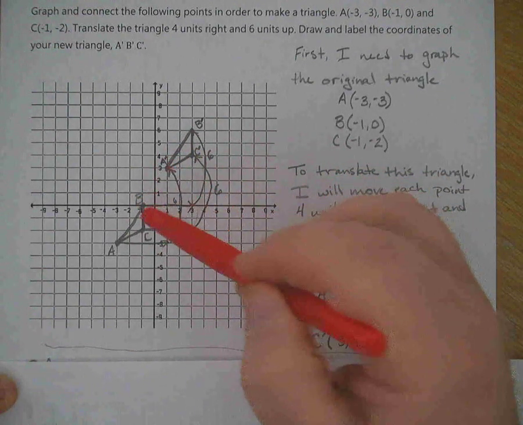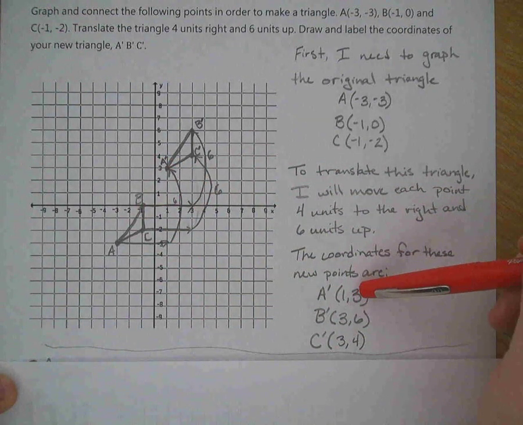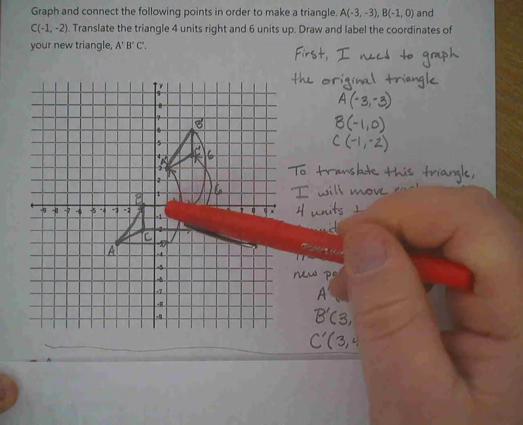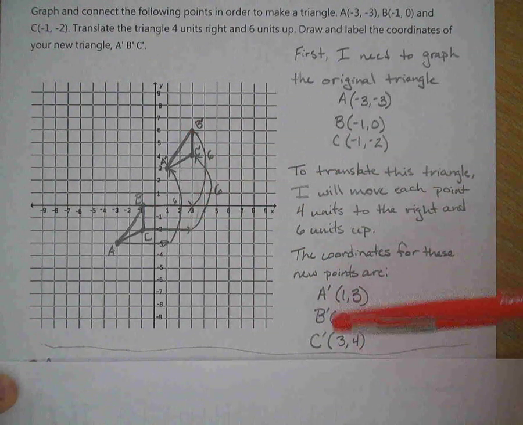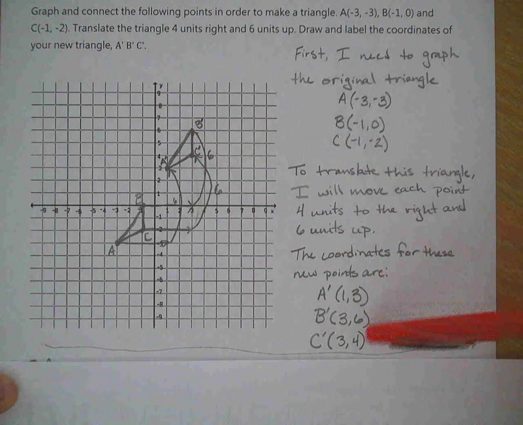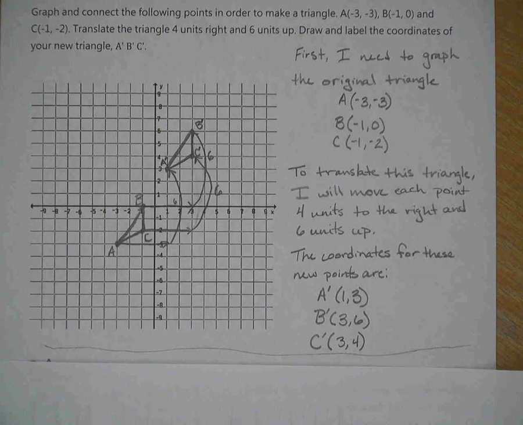So this new A prime is 1, 3. Okay, so I have that there. The new B is 3, 6. Got that there, and C is 3, 4, and that's there. Okay, and that works out just fine. That's your answer. That could be the first run through.